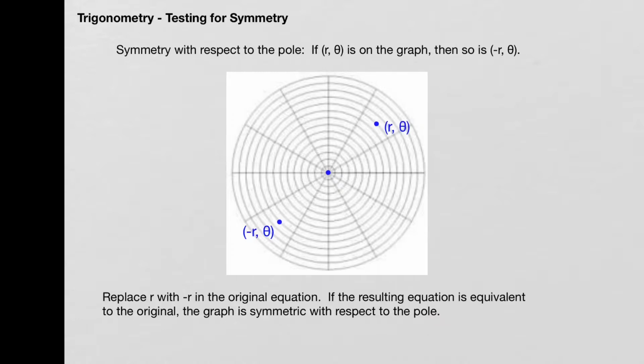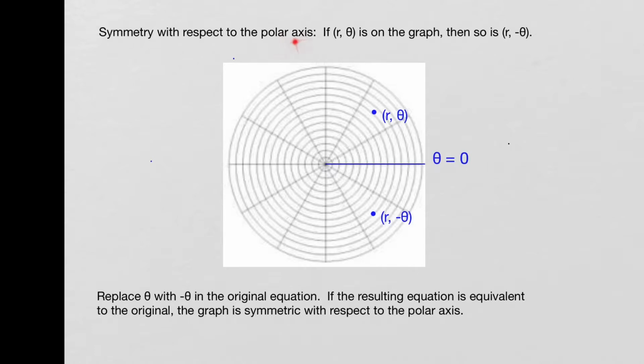Now, if it is not equivalent, we can't conclude that it is not symmetric, because we know in trigonometry there are different angles that give you the same result. So you might have cosine of some angle, and it winds up ultimately being equivalent to what you're looking at. So all we can decide is, yes, it is symmetric if the resulting equation is equivalent. Otherwise, you just say it's inconclusive.